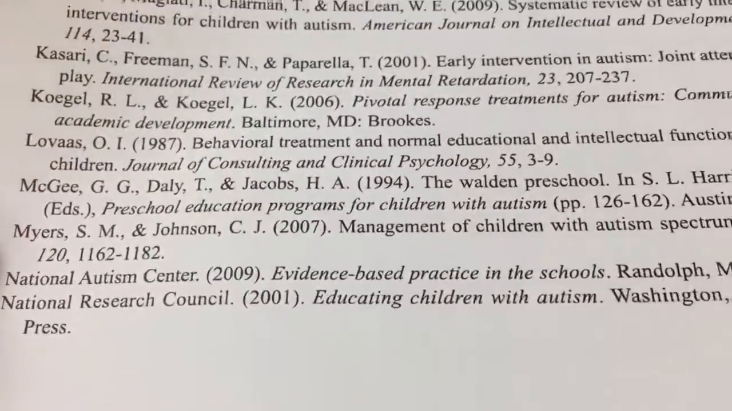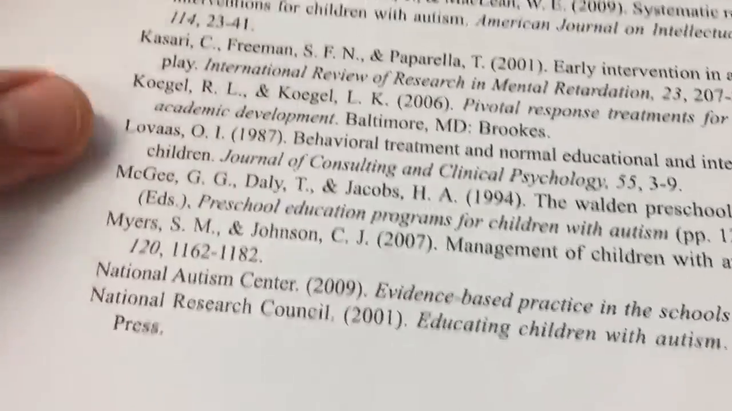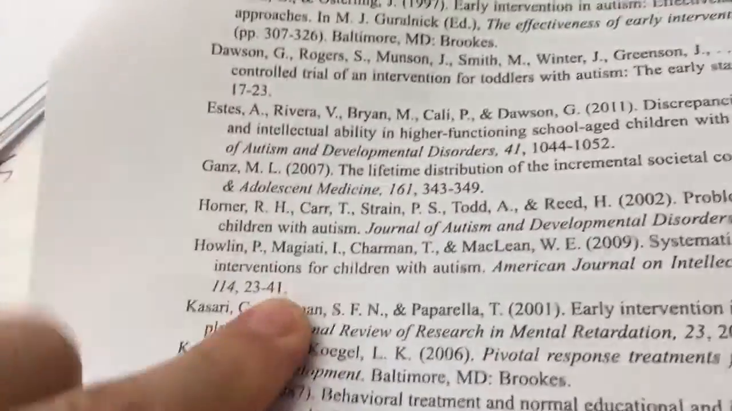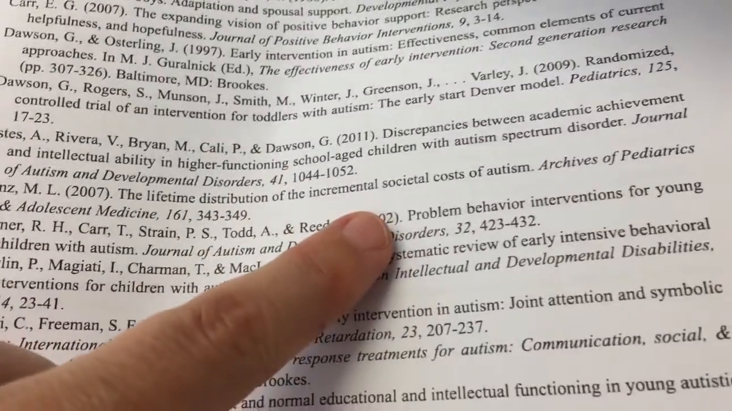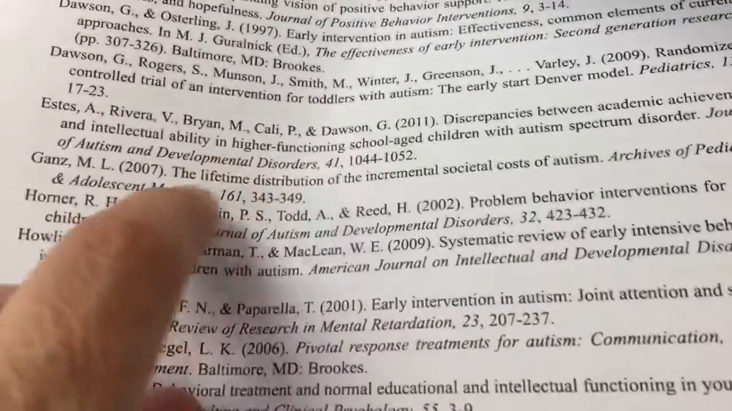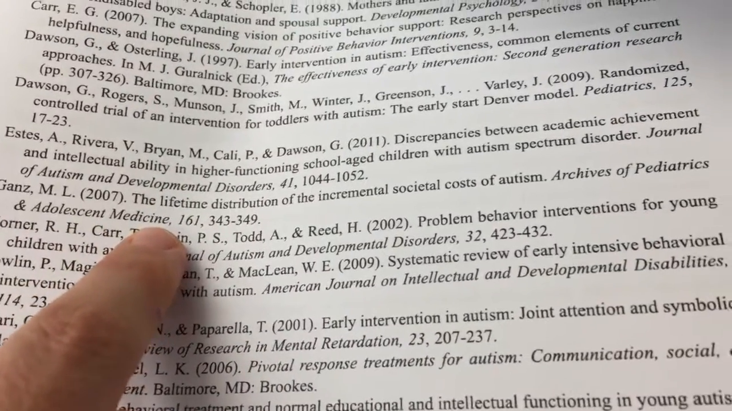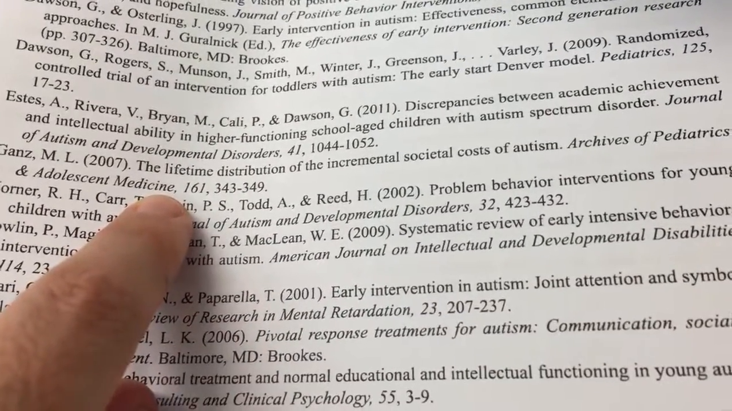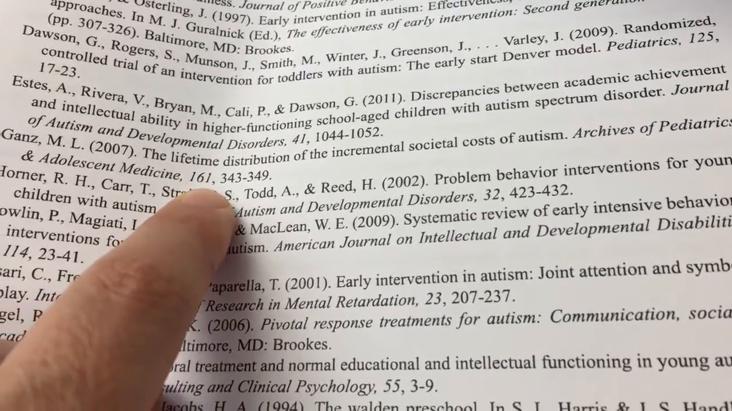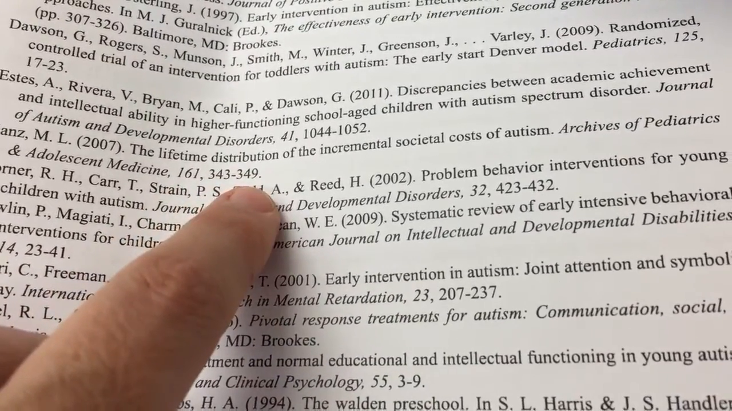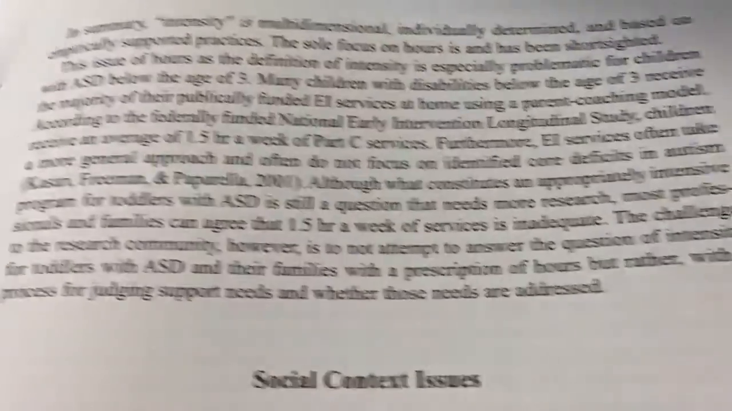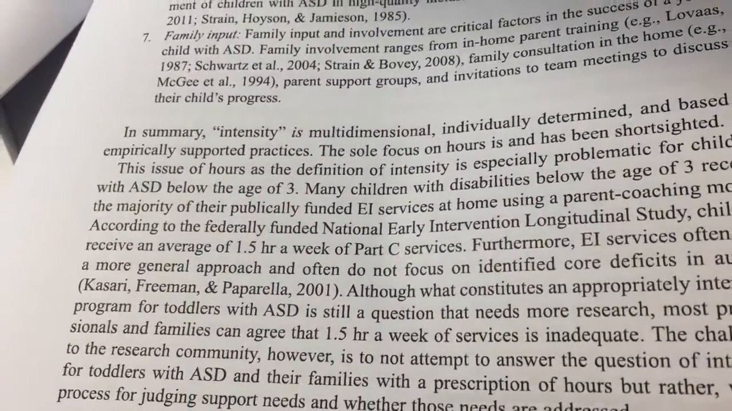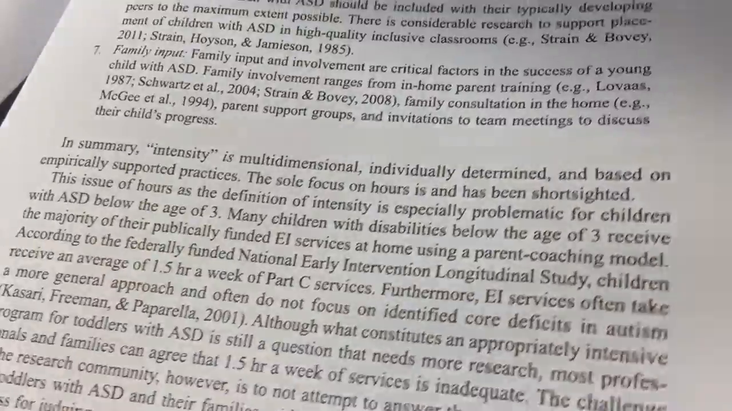Most of your research articles are going to be in APA. So let me find that GANS article. Here we see the full reference, GANS, the lifetime distribution of the incremental social costs of autism, Archives of Pediatrics and Adolescent Medicine. Notice that's the name of the journal, and that is italicized, 161. It's a volume number, and here's the page number. You only need to put a page number into your citation if you have a direct quote. All right? So I'm hoping that will help you with the APA style.